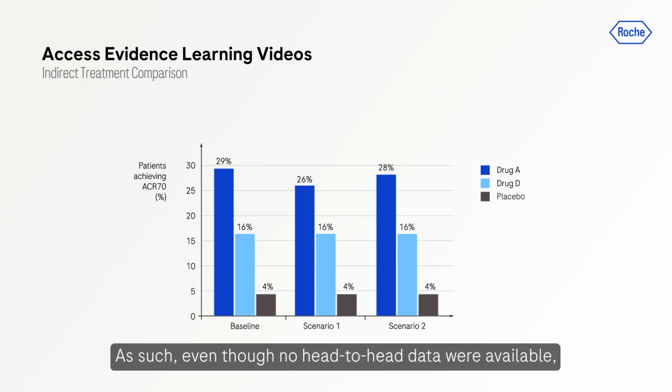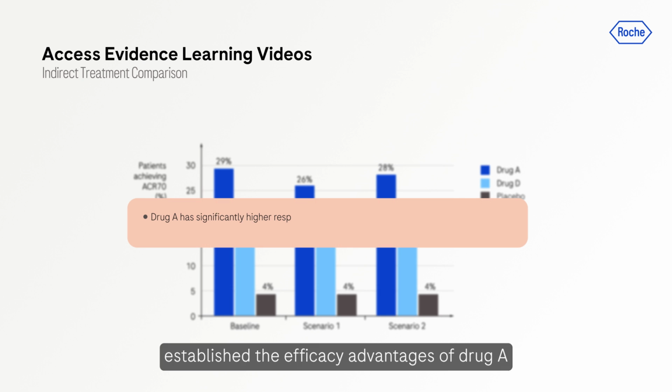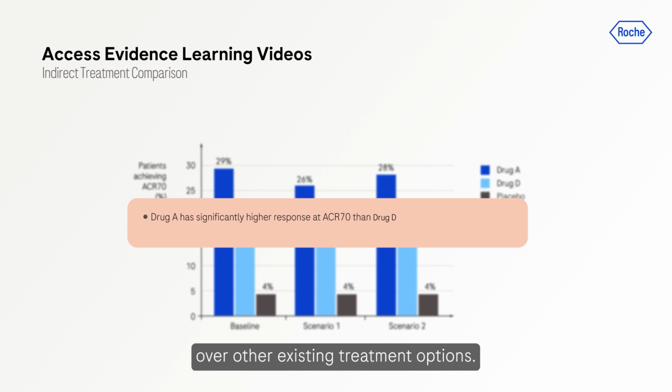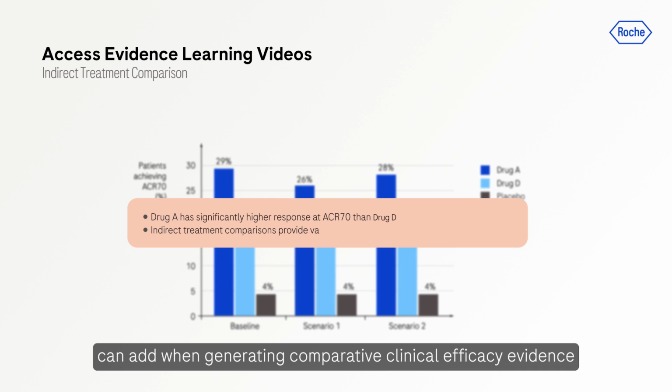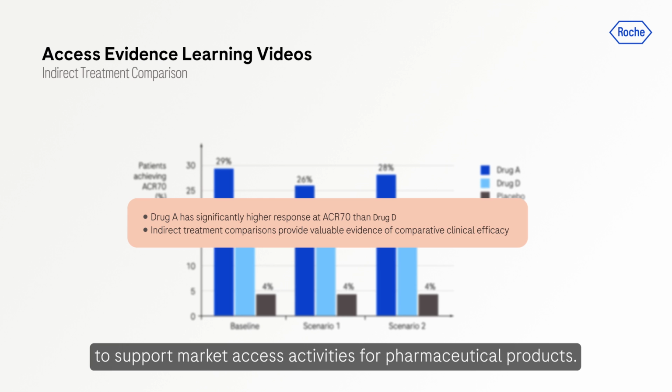As such, even though no head-to-head data were available, the mixed treatment comparison established the efficacy advantages of drug A over other existing treatment options. This demonstrates the value that indirect treatment comparisons can add when generating comparative clinical efficacy evidence to support market access activities for pharmaceutical products.